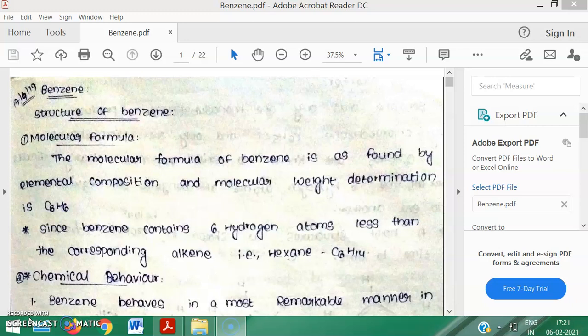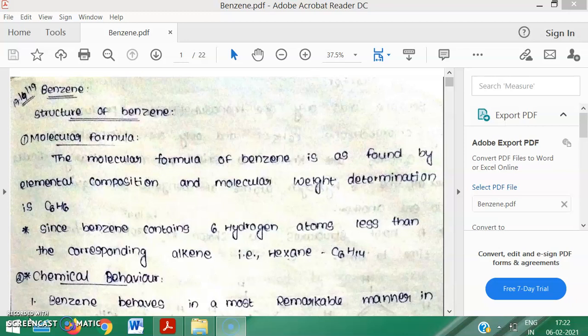That is, the benzene structure is planar in nature. It has a ring structure. It has delocalized pi electrons in the benzene ring. So how is it formed? Who discovered this structure? It is explained by this, that is, the molecular formula.